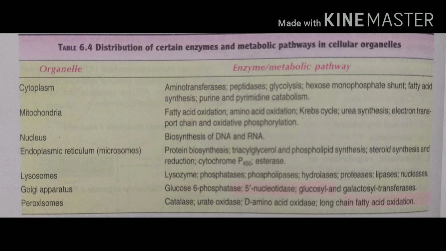Third organelle is nucleus. In nucleus, biosynthesis of DNA and RNA takes place. Fourth is endoplasmic reticulum. In endoplasmic reticulum, protein biosynthesis, triacylglycerol and phospholipid synthesis and steroid synthesis takes place, and reduction of cytochrome P450 and esterase takes place. And the other organelles and their enzymes and metabolic pathways are given in the table.